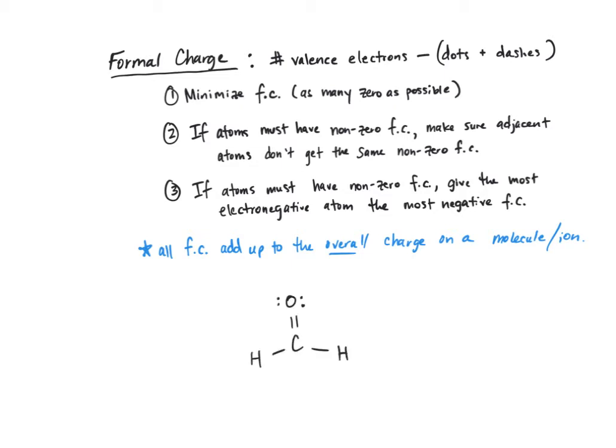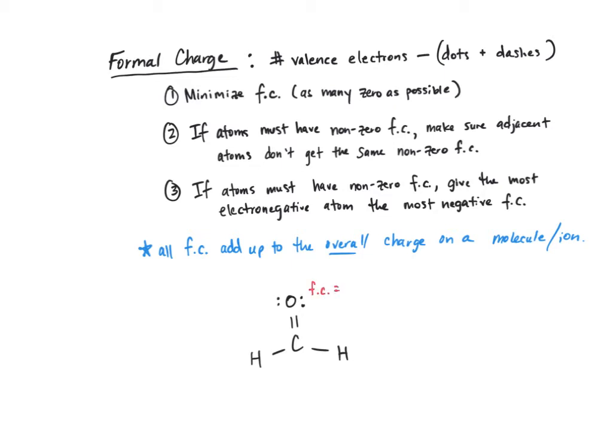Here I've drawn the Lewis structure for the molecule formaldehyde, whose formula is CH2O. There's a central carbon atom with a double bond to an oxygen and single bonds to two different hydrogen atoms. We're going to calculate the formal charge on each atom, carbon, oxygen, and both hydrogens in this molecule. We can start with any. Maybe I'll start with the oxygen up at the top.